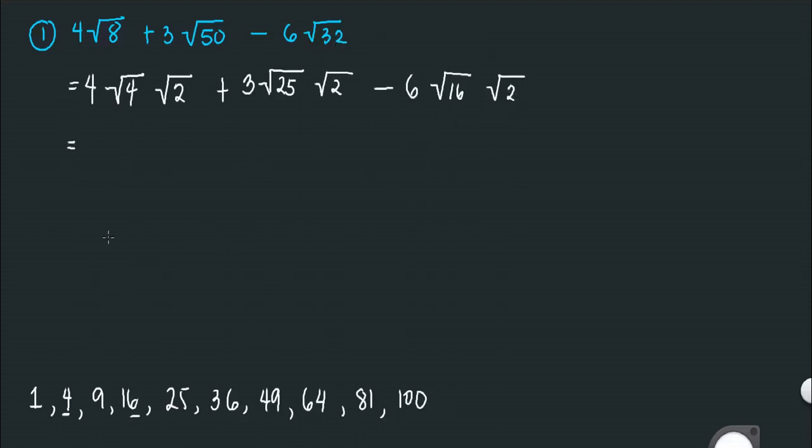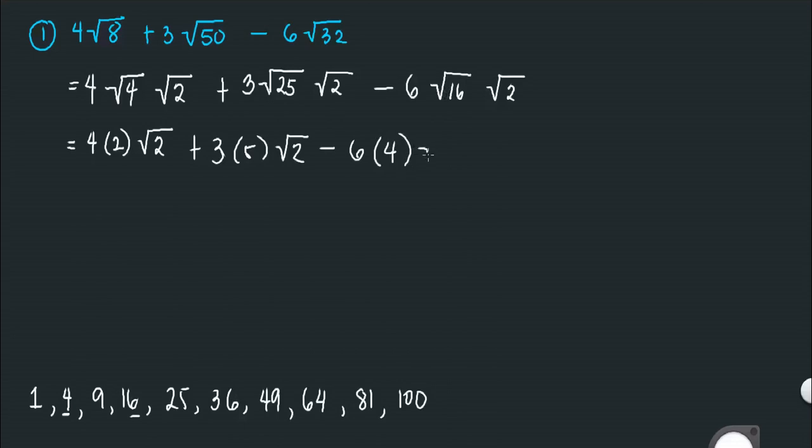Okay, then we simplify the radicals. Okay, so 4 times square root of 4, pwede pang simplify yan, that is 2. Square root of 2, yung matitira sa loob ng bahay, plus 3. So, square root of 5, pwedeng palabasin yan. Square root of 25 is 5. Okay, so square root of 2 minus 6. Square root of 16 is a perfect square number, that is 4. Square root of 2.